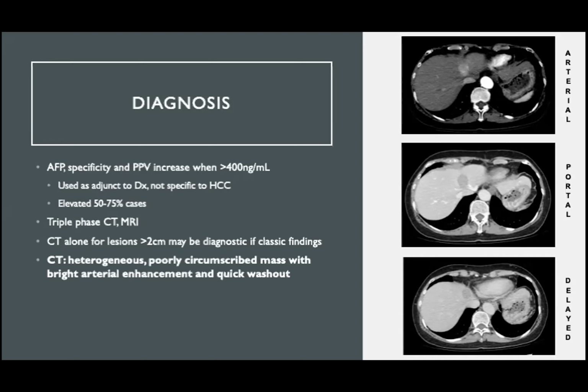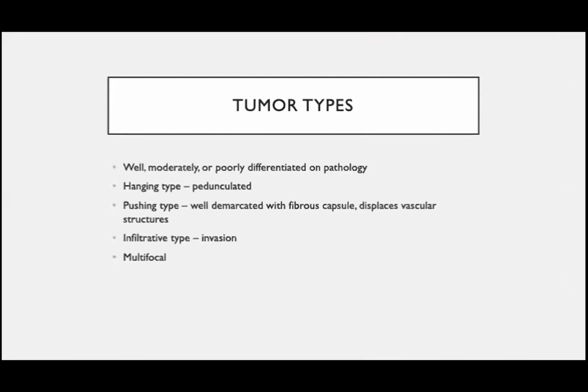Imaging, you do triple phase CT and MRI. CT alone for lesions greater than 2 centimeters may be diagnostic of classic findings. On CT, you're going to see a heterogeneous, poorly circumscribed mass with bright arterial enhancement and quick washout. So you can see there's this bright mass in the portal phase, and then it's washing out on the delayed phase. So bright arterial enhancement and quick washout.